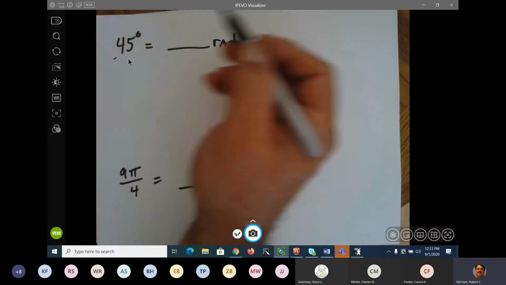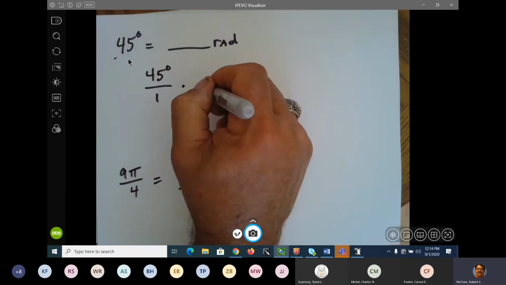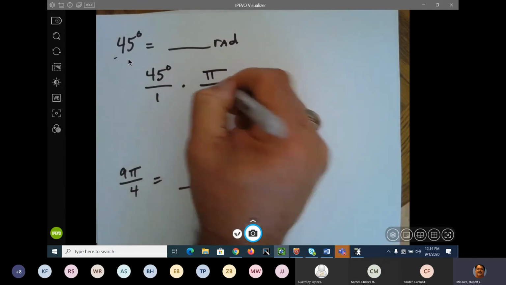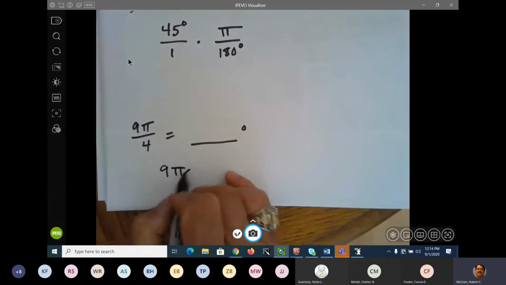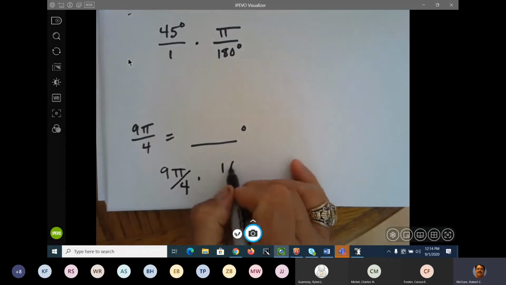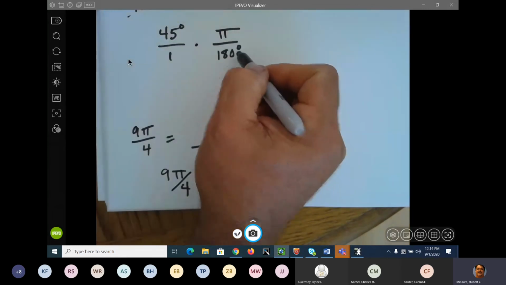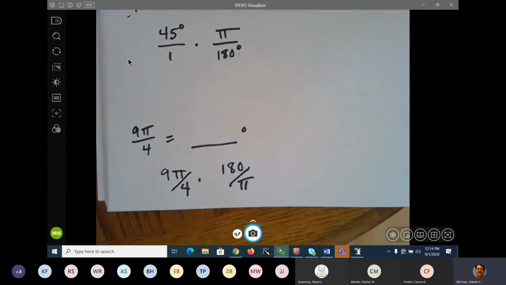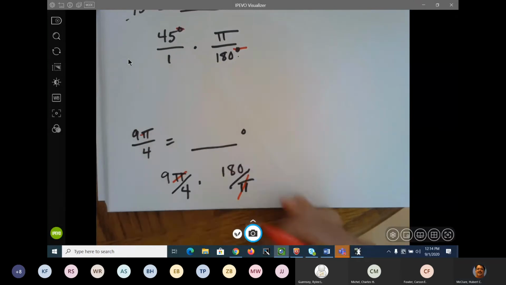Okay, that's 45 over 1. 45 degrees over 1 means I'm going to multiply by pi over 180 because those degrees cancel. Here, I'm going to take 9 pi over 4 and multiply by 180 over pi. And how did I know to do it that quick? Well, this degree dictates that degree has to be down here so they can cancel. This pi dictates that pi has to be on the bottom. So these two can cancel. And now you just do your math.